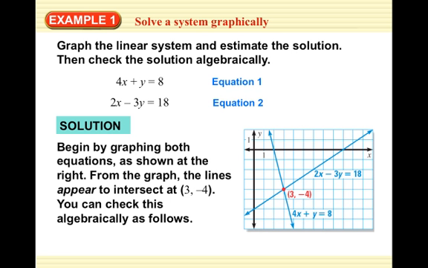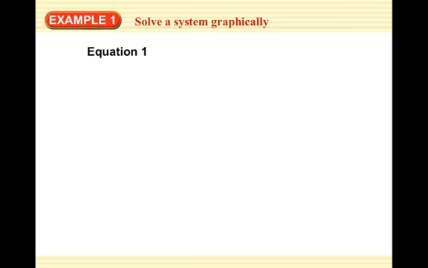And so we're going to check algebraically just to make sure that that's correct. So we're going to plug in (3, -4) into each equation. In equation 1, we've got 4x plus y equals 8. So we plug in 3 for x and -4 for y, and we want to know if 4 times 3 plus -4 does indeed equal 8. 12 minus 4 does equal 8, and so it checks in equation 1.